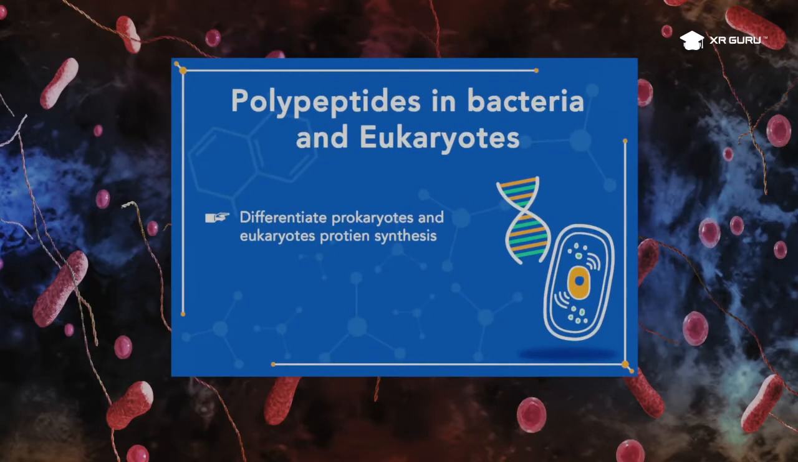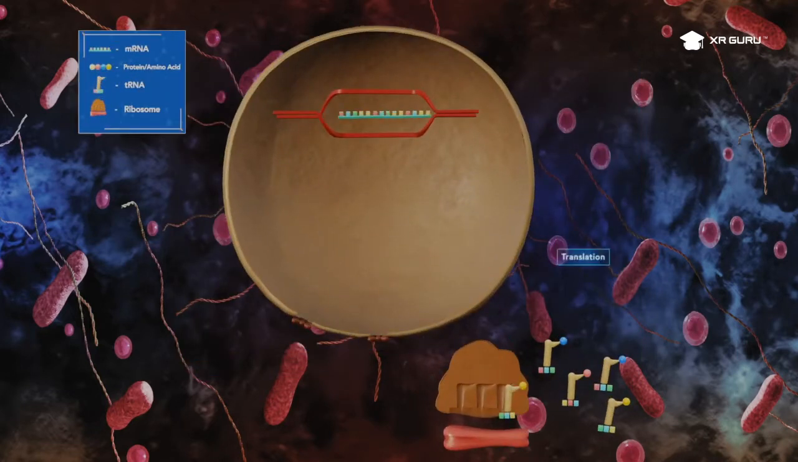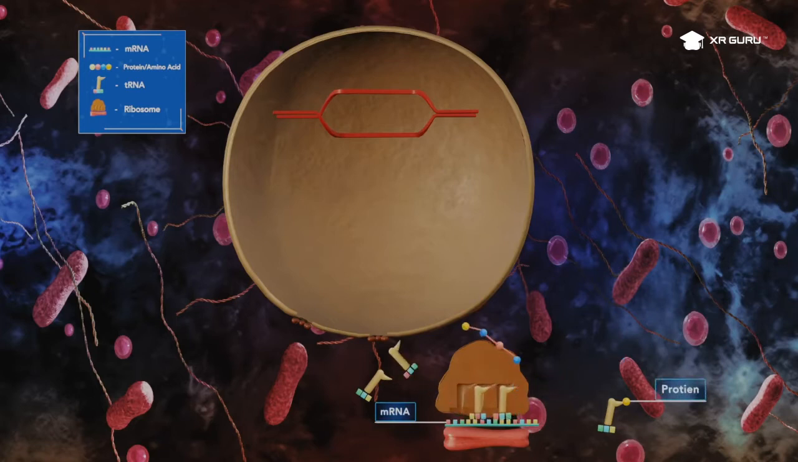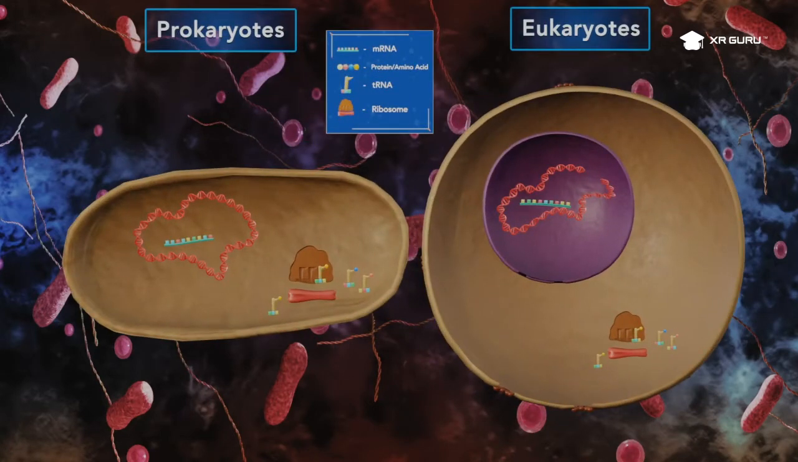Upon completion of this module, you should be able to differentiate prokaryotes and eukaryotes protein synthesis. Protein synthesis in the cells is done during translation, which is the second step in genetic expression. During translation, ribosomes decode information contained in the mRNA to proteins, and is a universal process occurring in both prokaryotes and eukaryotes. Fundamentally, the process is the same in both prokaryotes and eukaryotes, but there are also some differences.